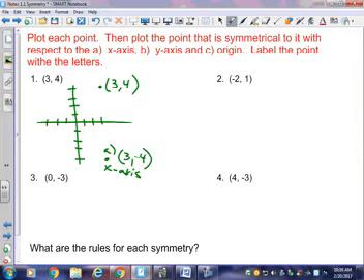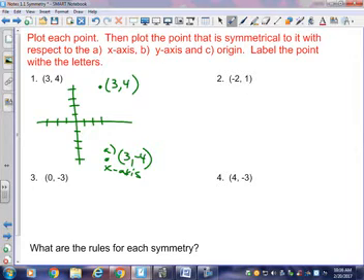What happened to my point? When I brought it down here, what happened to it? Something became a negative. Okay. So, do you think that would happen no matter what? Well, we'll try another one a little bit and make sure.